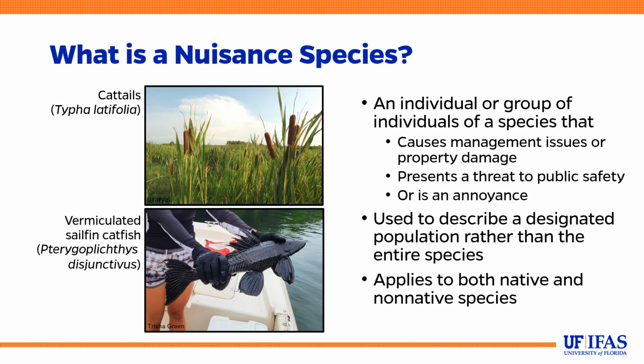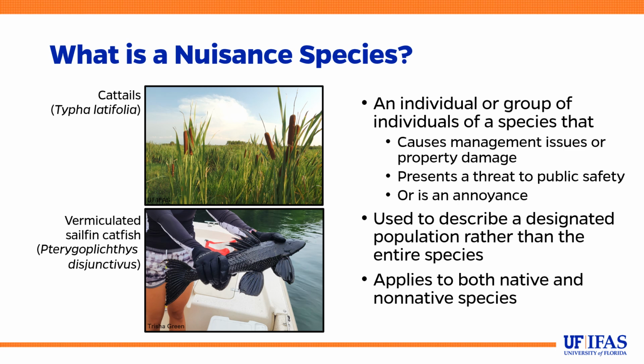A nuisance species is an individual or group of individuals of the same species that causes management issues or property damage, presents a threat to public safety, or is an annoyance. A nuisance species can be a native or non-native species. Invasive species typically have qualities that make them a nuisance also, but they are labeled as invasive rather than nuisance.